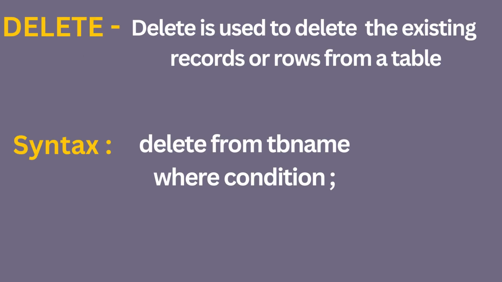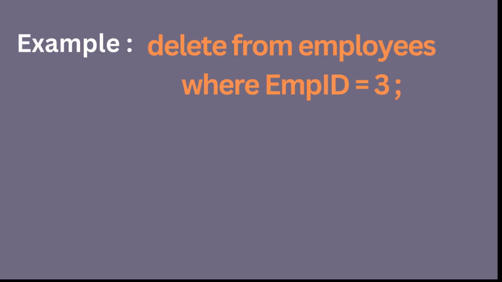Next we have the delete command. Delete is used to delete existing records or rows in a table. That is, if we want to delete any particular row, we will use the delete command. The syntax is delete from table name where condition. In the delete command also, we will use the where clause to make SQL understand exactly what we want to delete. Example, delete from employees where employee ID equals 3. If we execute this, the entire third row will get deleted from the employees table.